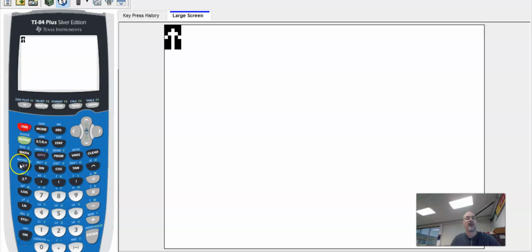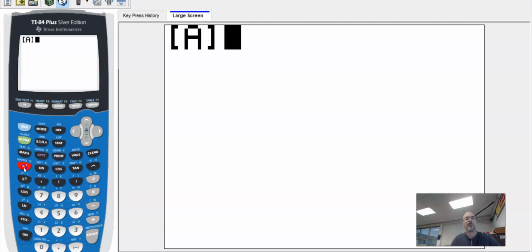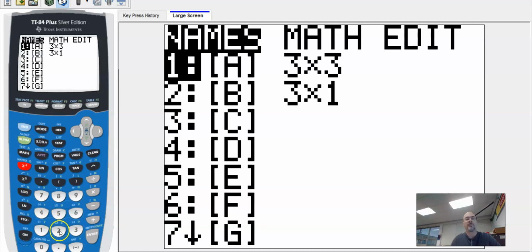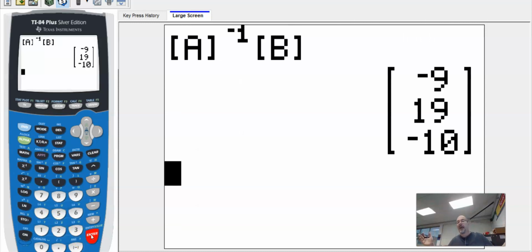Okay, I'm going to go back to my matrix. I'm going to pick A. I'm going to hit that inverse button. I'm going to go back to the matrix. I'm going to pick B. And just like magic, folks, look at that.